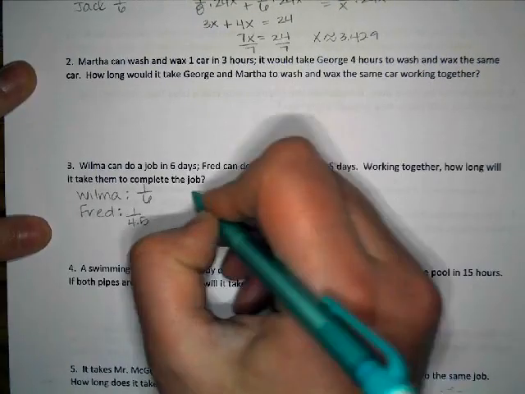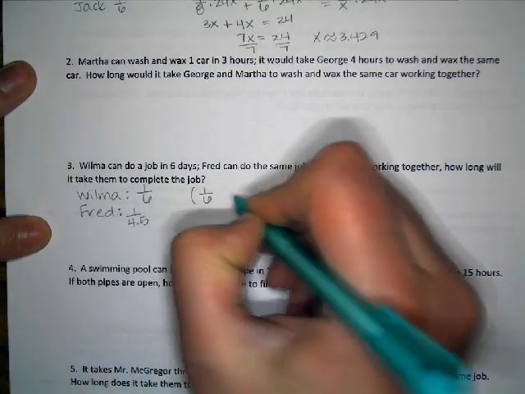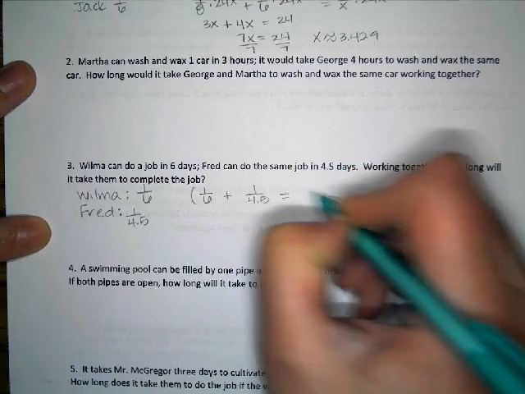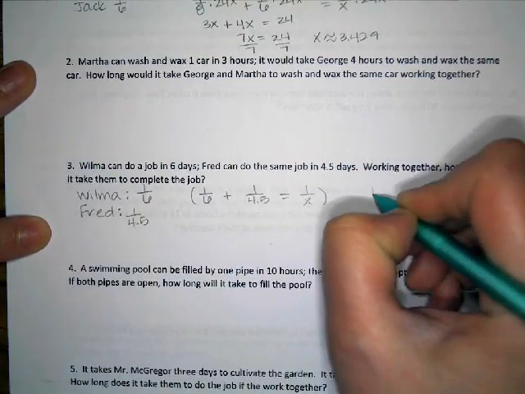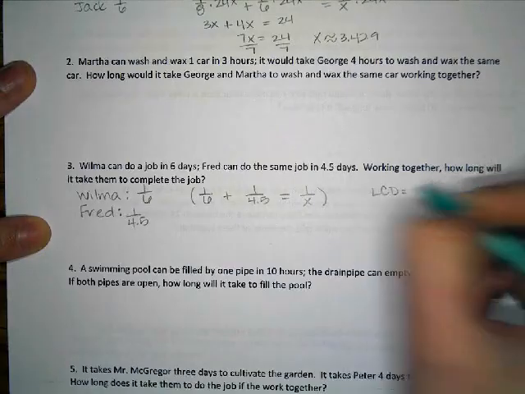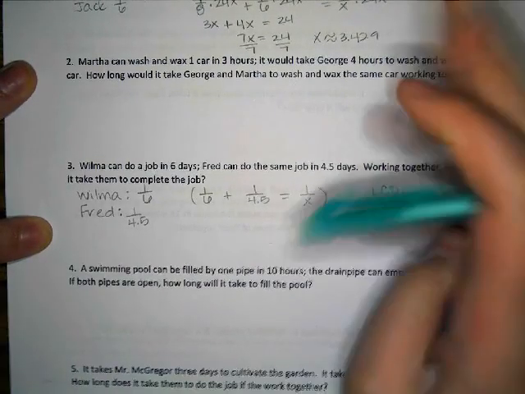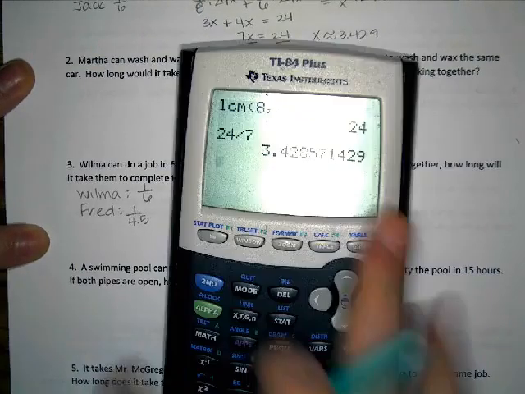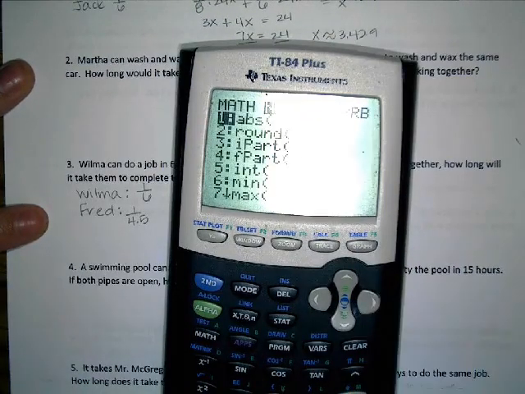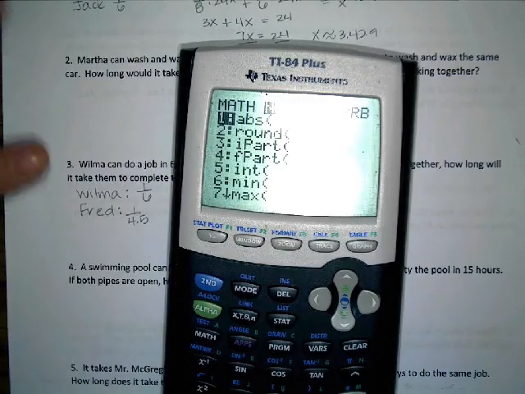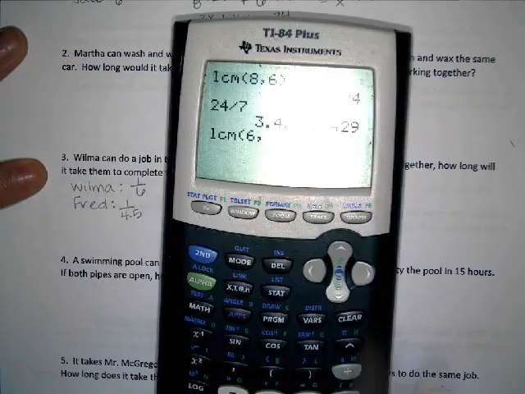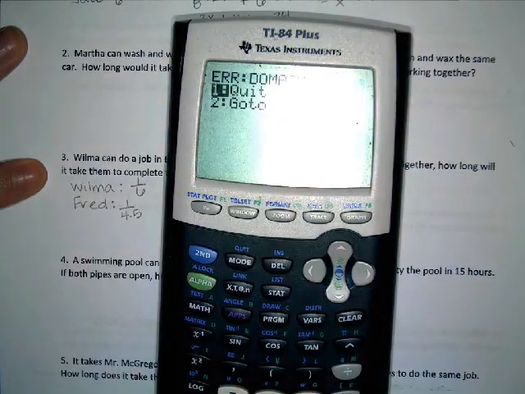So we know that it's going to be 1/6 plus 1 over 4.5 equals 1 over x. And the tricky part about this is just knowing what the least common denominator is when one of these is a decimal. So I don't know if the calculator is going to do this with a decimal, so let's try it. I'm pretty sure it's not going to like this with the decimal, but we will give it a shot. It did not like the decimal.